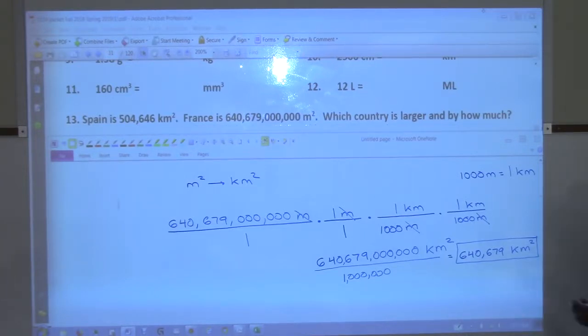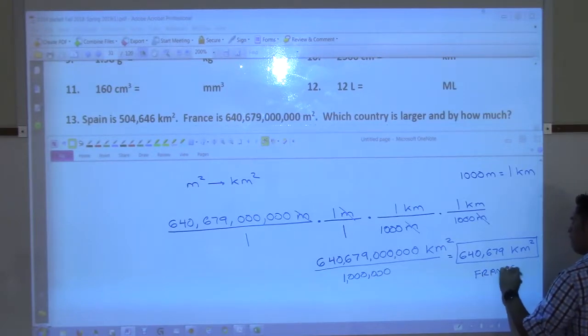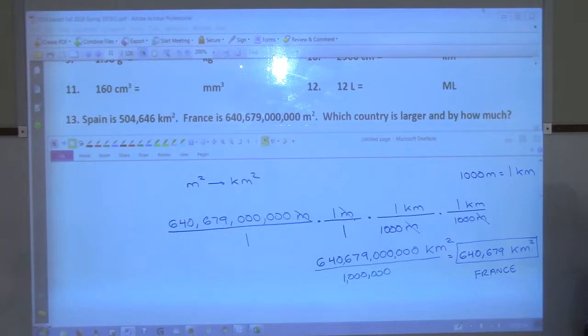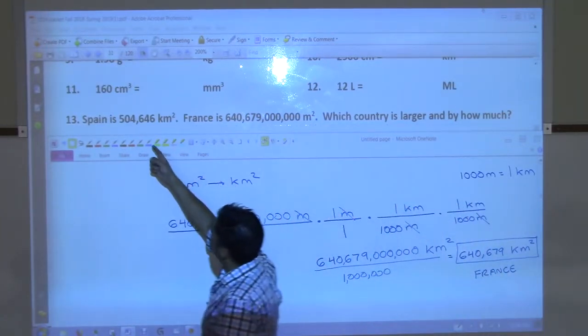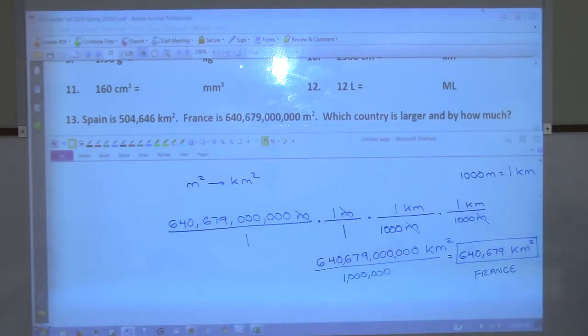So this is France, right? France is 640,679 square kilometers, and Spain was 504,646 square kilometers. So France is bigger, right? Yeah.